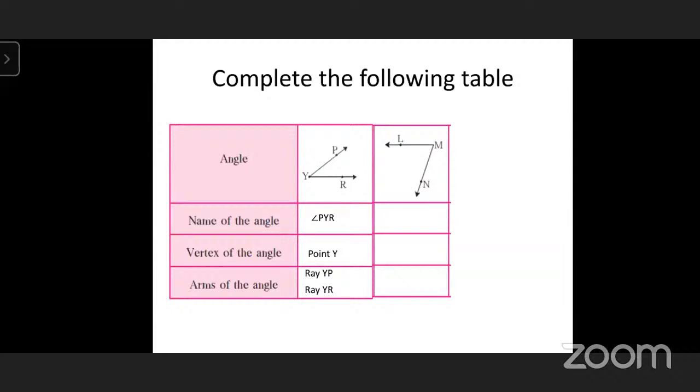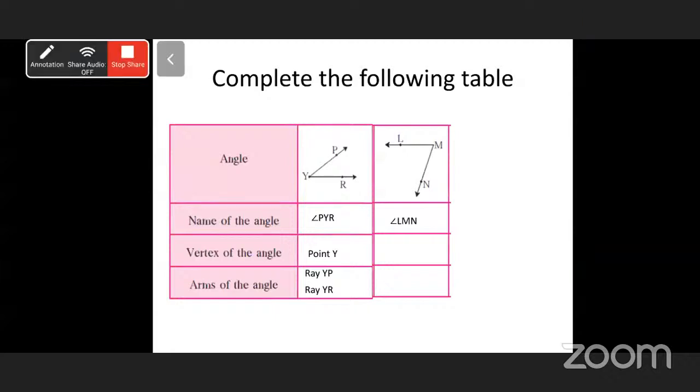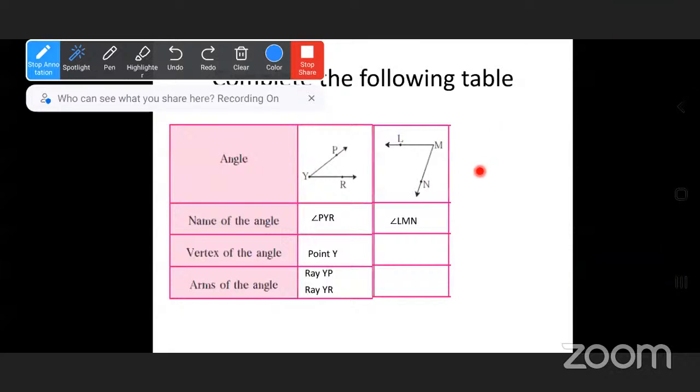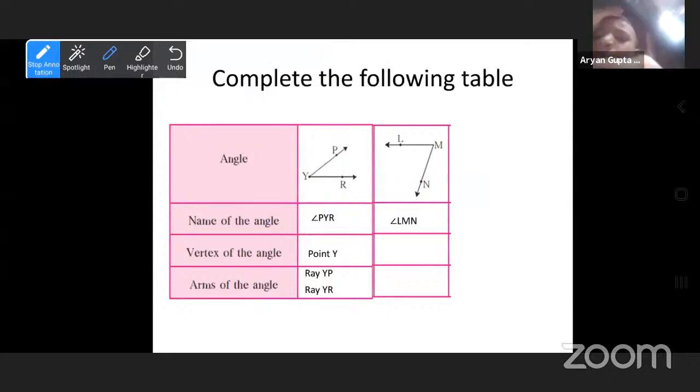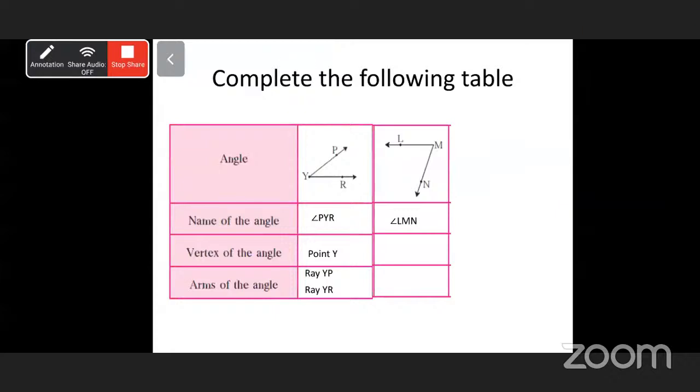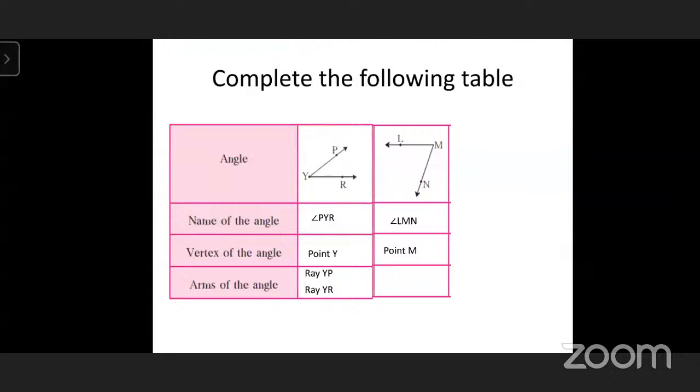You all can see the next example. Now, name this angle. Tell me the name of this angle here. LMN. Angle LMN. And remember, you all are supposed to use this symbol. The symbol is like this. Angle LMN. Now tell me what is the vertex of the angle? M. Point M. Very good. It is point M. Now we'll move towards the arms of the angle. What is the arm of this? Name the arms of the angle.